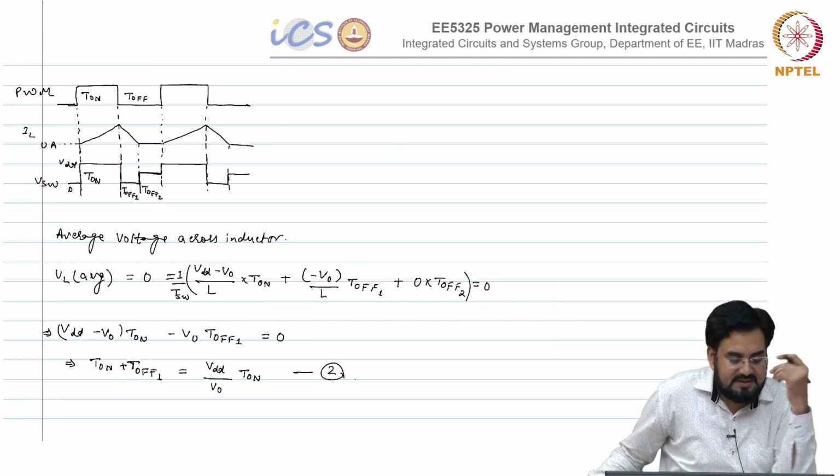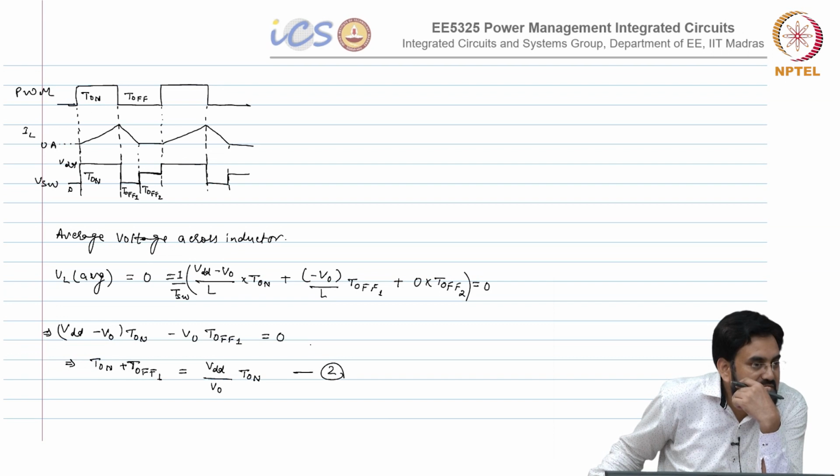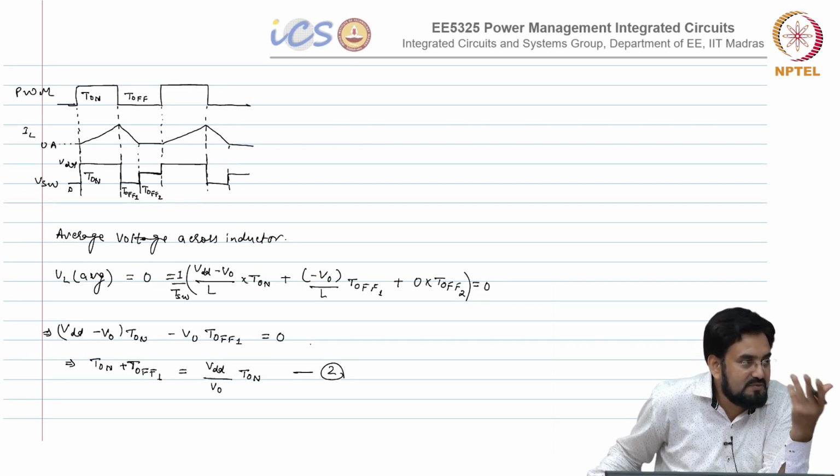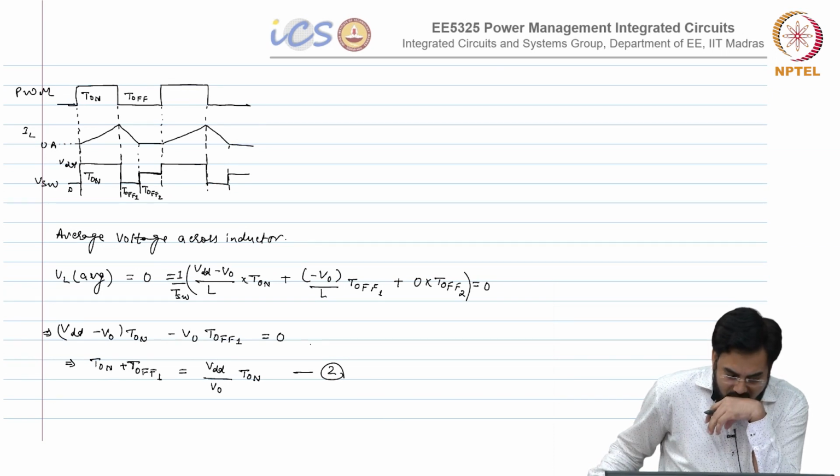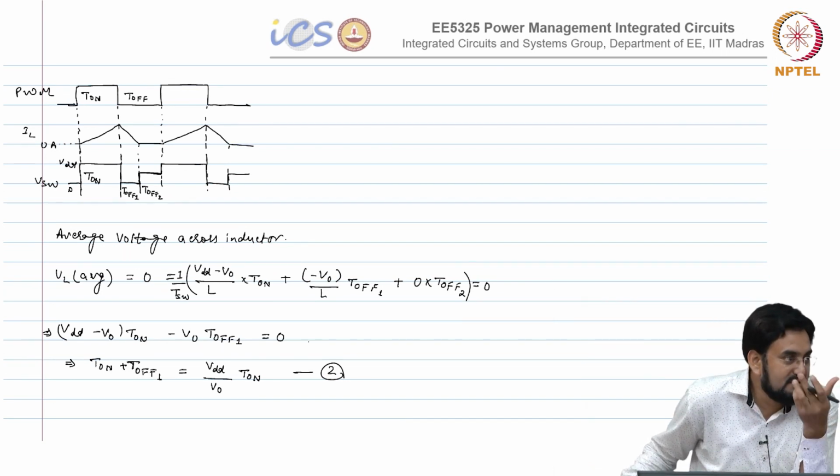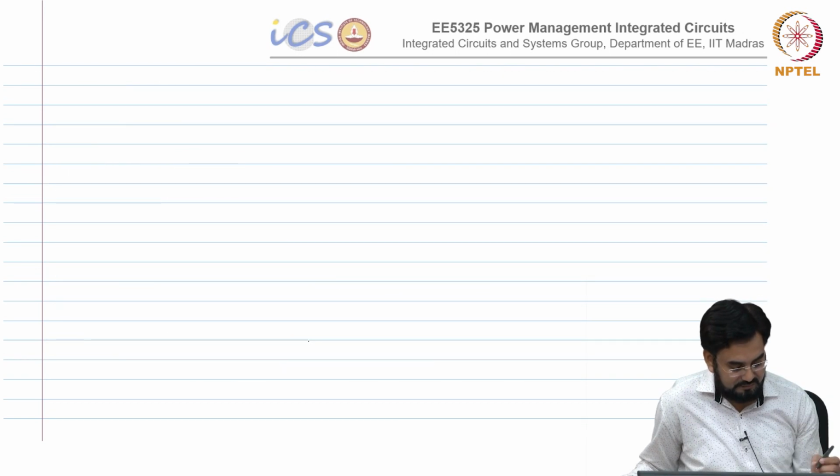So this was the one condition. What is the second condition for regulation? So this was based on voltage. What is the condition based on current? Average inductor current should be same as load current.